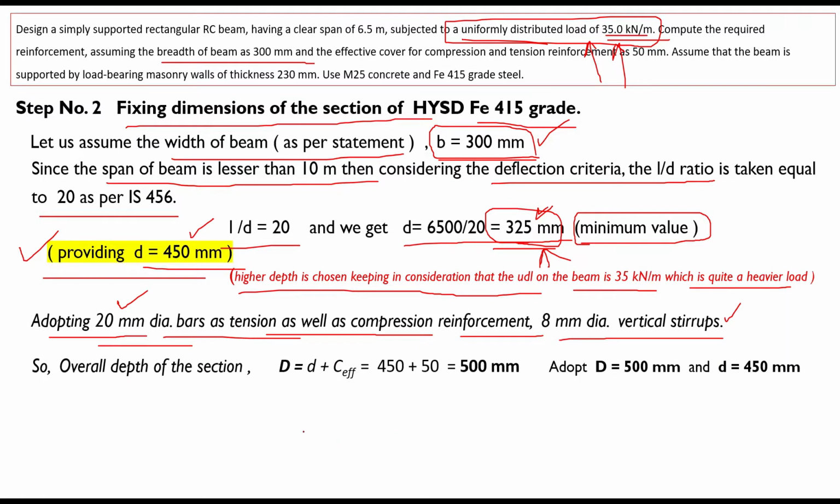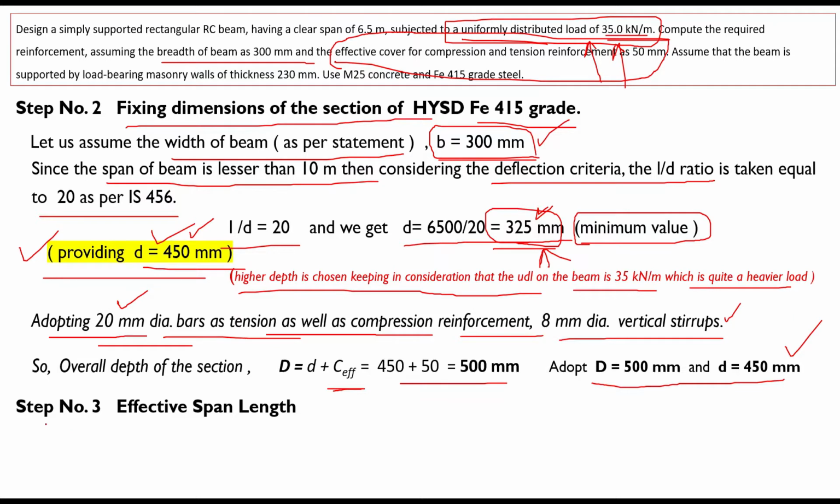From this information which we have taken, effective depth is 450, and another thing, the effective cover is already given in the statement, that is 50 mm. You can go through the statement. Here it is given that effective cover for both compression and tension reinforcement is 50. So that's why the overall depth will work out to be 500 millimeter. So we can adopt overall depth equal to 500 millimeters and effective depth equal to 450 millimeters.